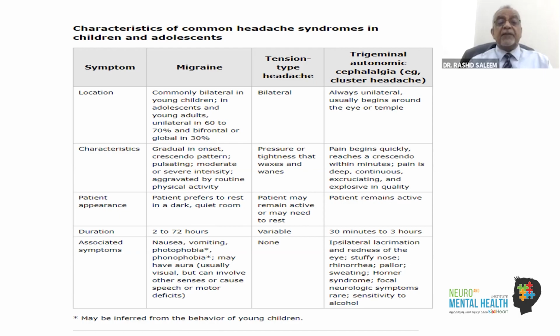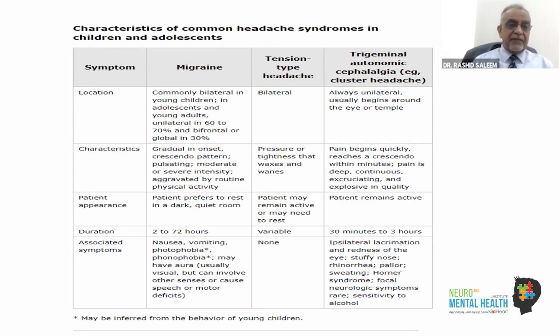As far as the appearance of the patient is concerned, as I mentioned earlier, migraine patients prefer to stay in a quiet and dark place, and they prefer to be less active. Tension type headaches are generally not affected, but very interestingly, for cluster headaches, one of the requirements for diagnosis is that they are restless. This is very important. They are moving around and they are restless. And the duration in children is from 2 hours. Some people take from 1 hour to 72 hours. In adults, it's 4 to 72 hours.